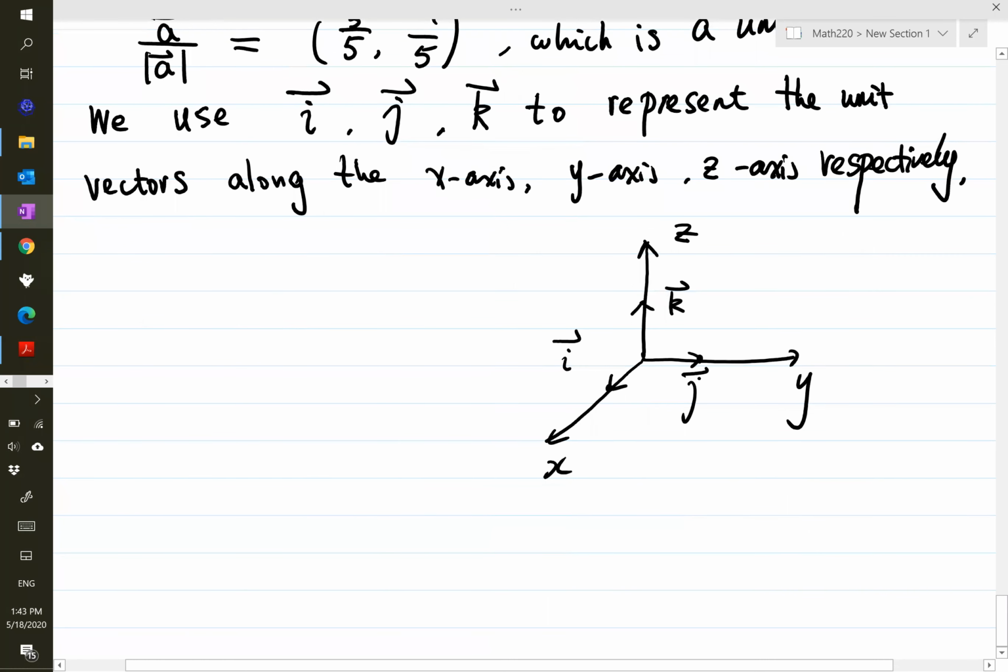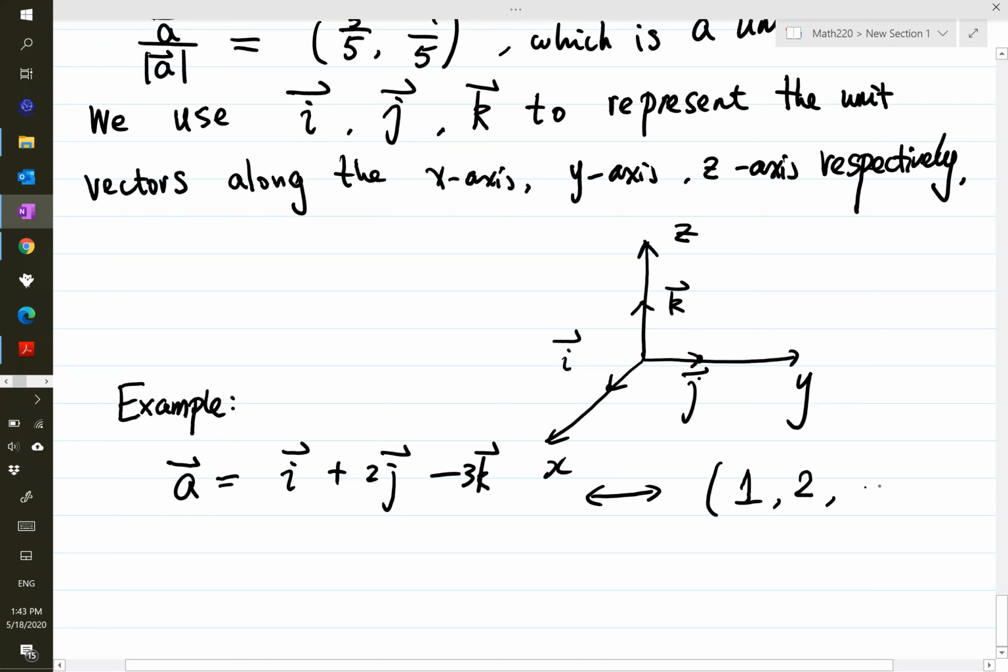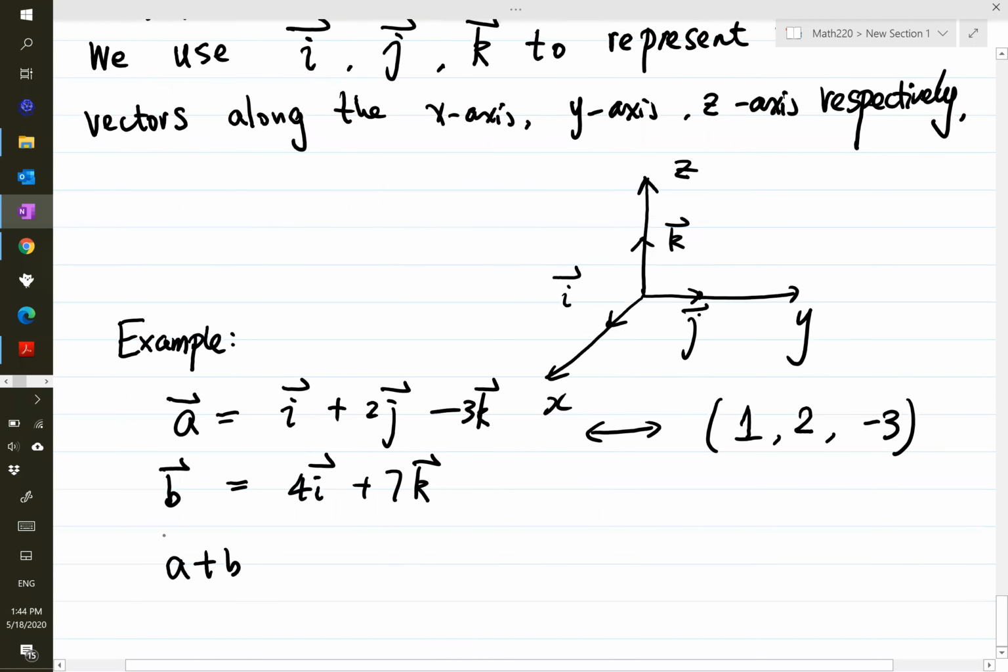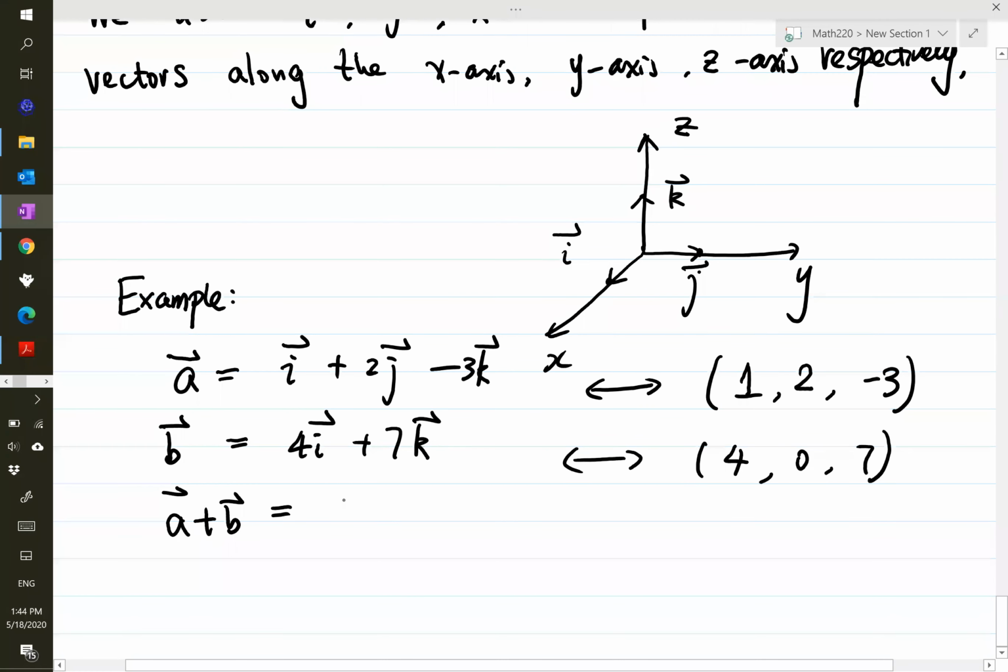If we have a vector, for instance, A is i plus 2j minus 3k, we can write it in coordinate form. In the x direction we get 1, in the y direction we get 2, in the z direction we get -3. For example, B is 4i plus 7k. How do we add A and B? We add component-wise. We get 5i, then 2j, then -3k plus 7k gives 4k, corresponding to adding the coordinates: (5, 2, 4).